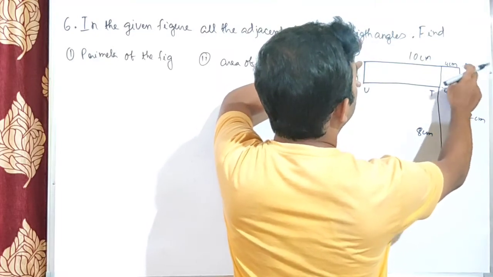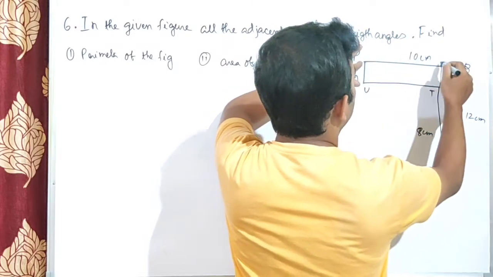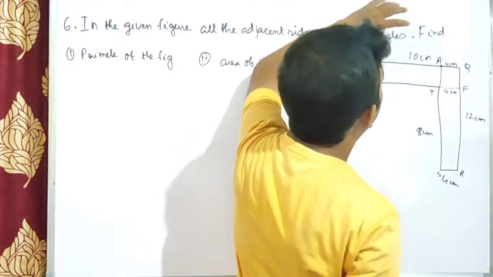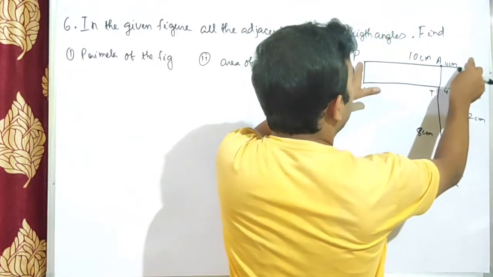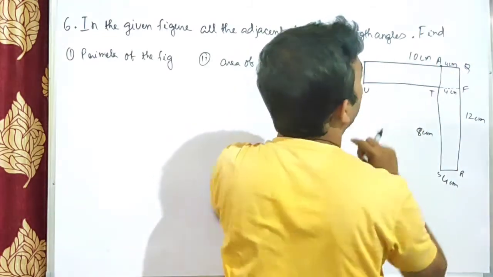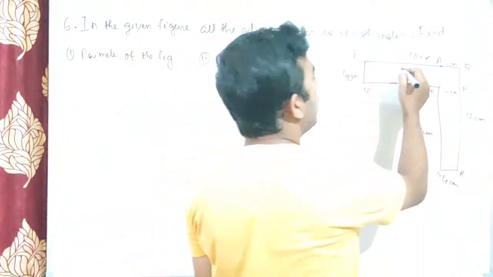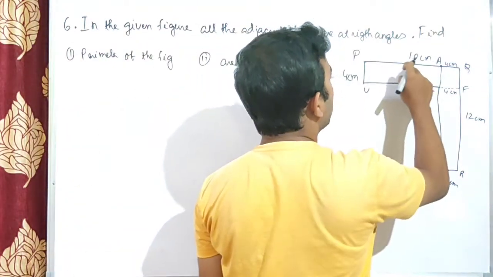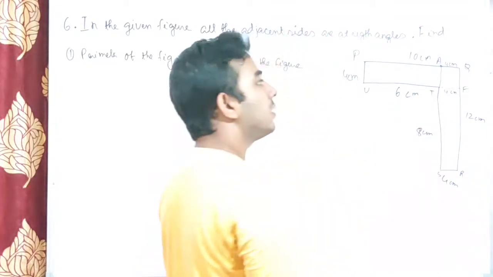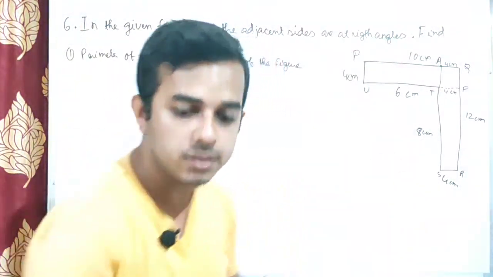If this is 4 centimeter, its opposite side will also be 4 centimeter. So the total length of PQ is 10 centimeter, and for the part from P to A, the length of PA will be 10 minus 4, which is 6. So if this is 6 centimeter and this is another rectangle, this part will also be 6 centimeters. Clear? Now we have the length of all these sides.